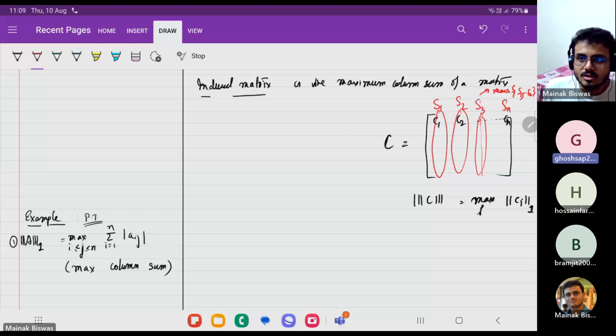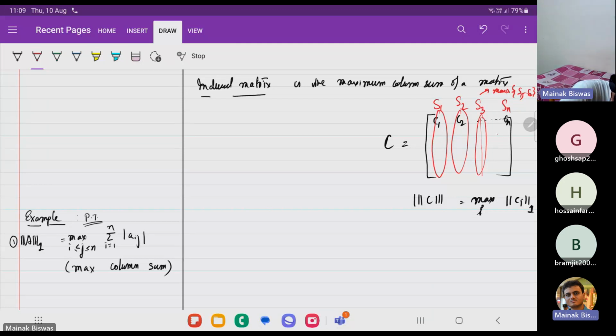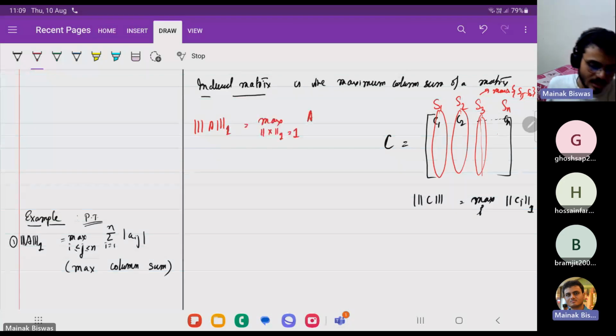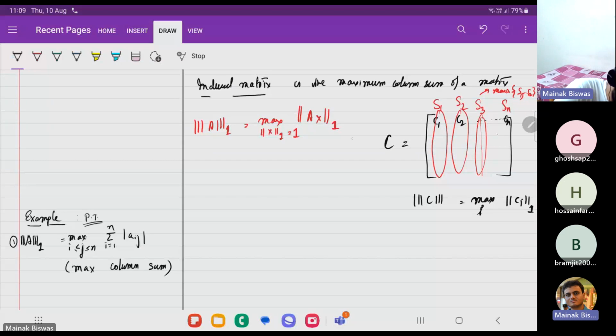Good. Okay. So how do I prove it? I have to use this definition, right? Max of norm of x equal to 1 of norm of Ax. Do you agree? I have to use this definition to prove. So again, I will be proving less than or equal to and greater than or equal to. So which one do you think is easier to do? Can you guide me in any of these?